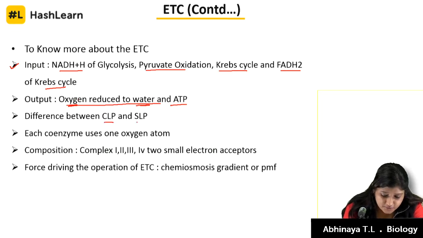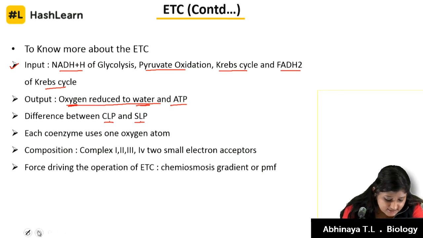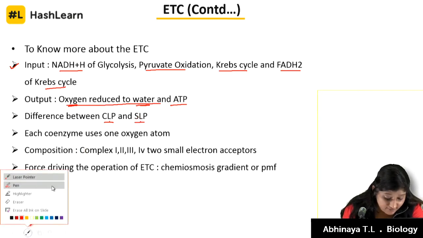What is the difference between CLP and SLP? CLP is chain level phosphorylation, and SLP is substrate level phosphorylation. I have just given the first letters, not the expansion, it's just the abbreviation.